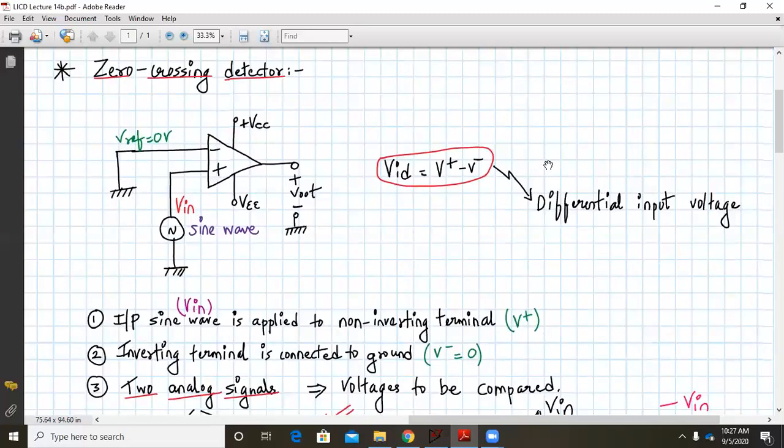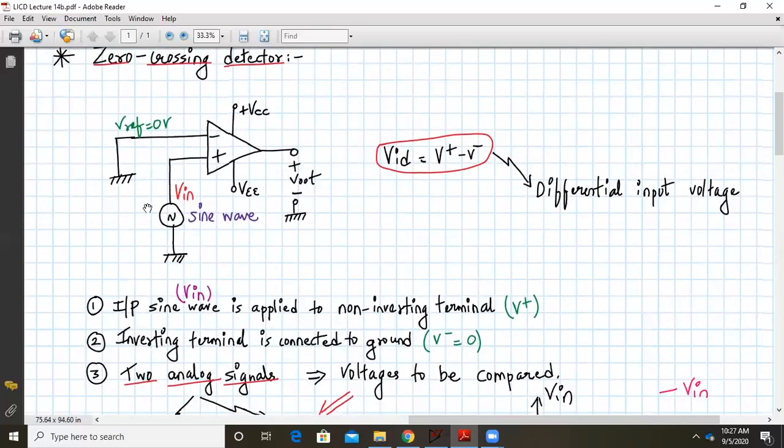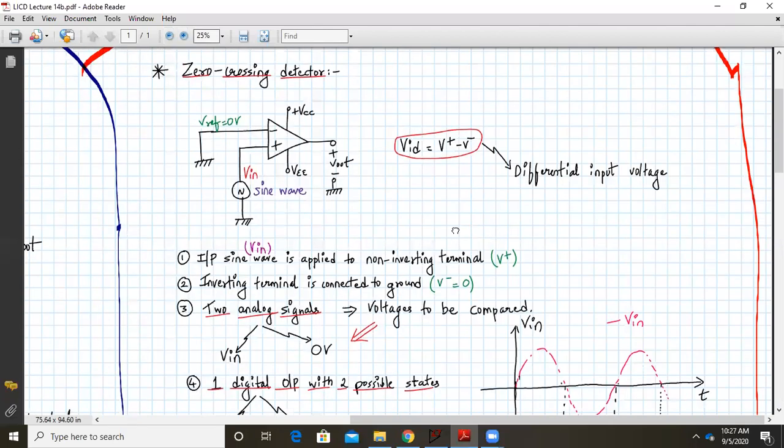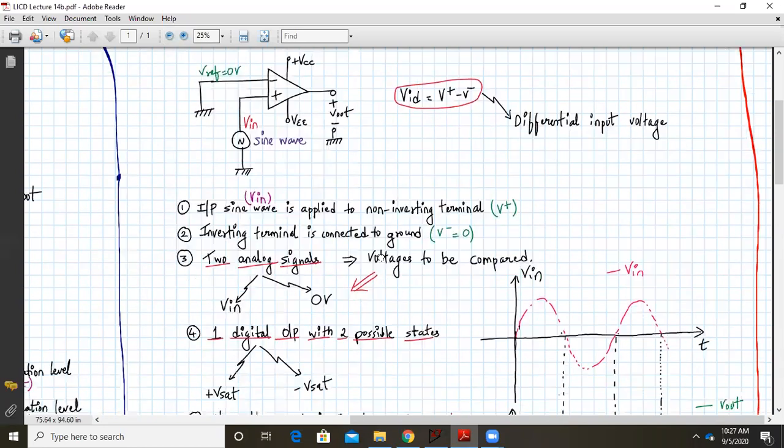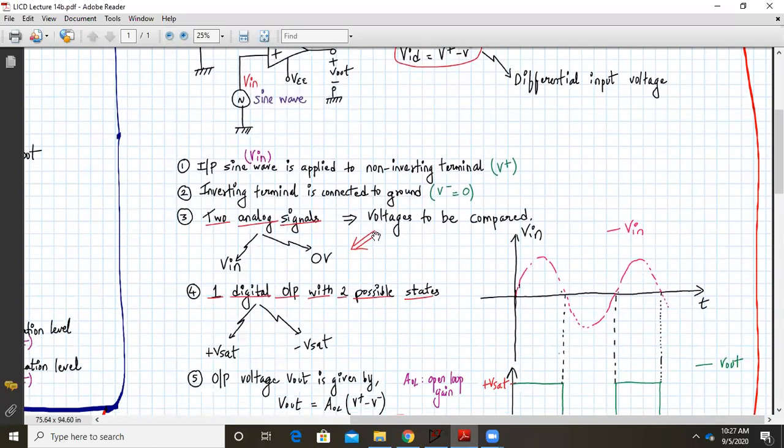So here again my VID is V plus minus V minus. Remember, we are comparing the sine wave with a zero voltage reference. So my input sine wave is applied to the non-inverting terminal V plus, and my inverting terminal is connected to the ground, that is V minus is 0. The two analog signals to compare are V in and 0 volts, and my one digital output with two possible states is plus Vsat and minus Vsat.